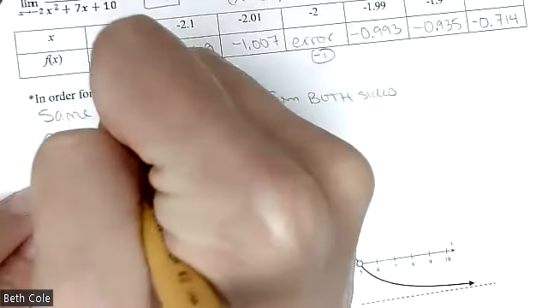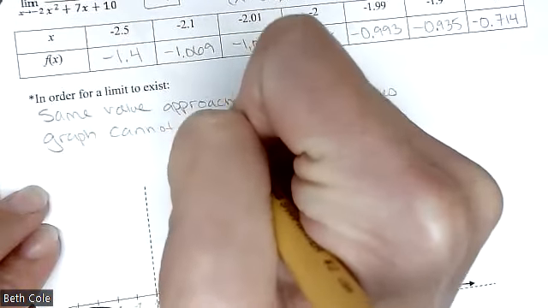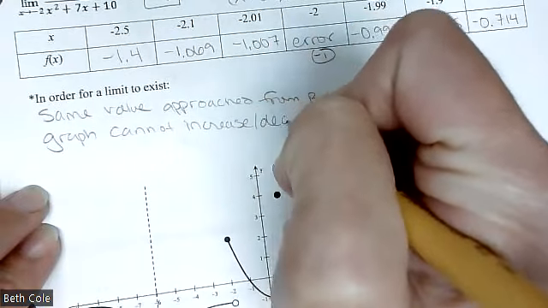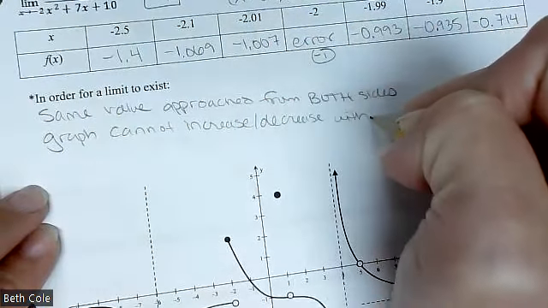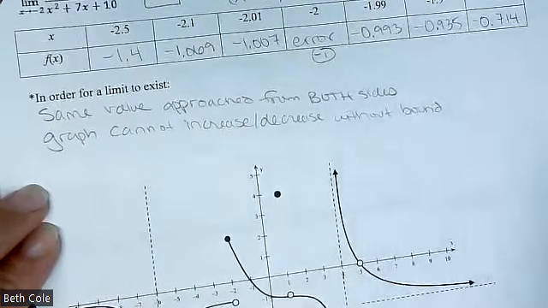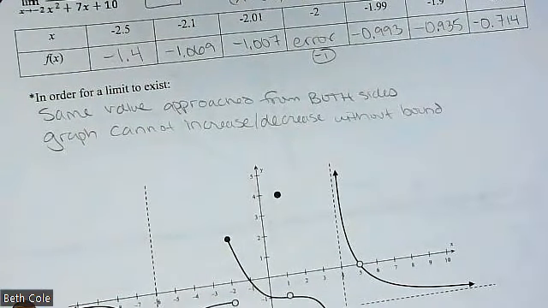All right, the graph cannot increase or decrease without bound, is how we say that. What do you think without bound means? Like, what does that mean? Just the words without bound. But it'll go on forever, okay? Without bound means going on forever. So like you're looking at an infinity situation.